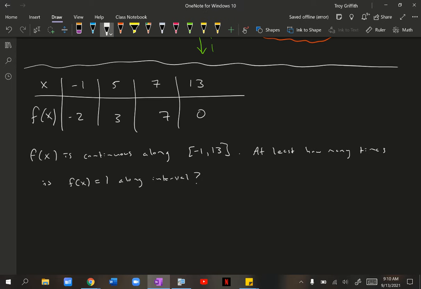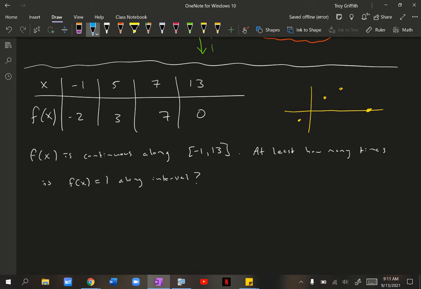Now, some students are going to draw a picture for this, and if you want to draw a picture for this, this is fine. Here's kind of what we're looking at. I'm going to draw a very rough sketch. -1, -2. We have a point at 5, 3. We have another point at 7, 7. And then we have another point at 13, 0.